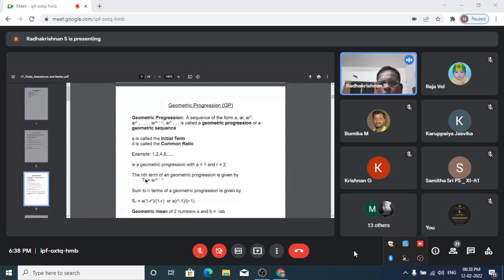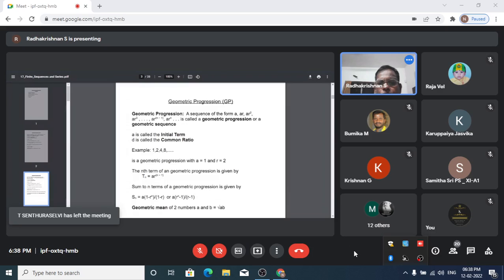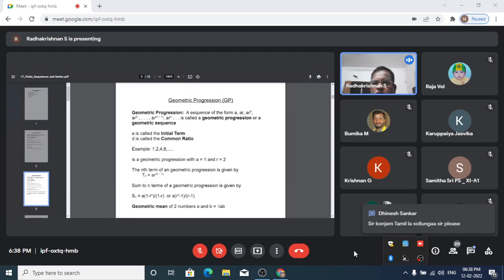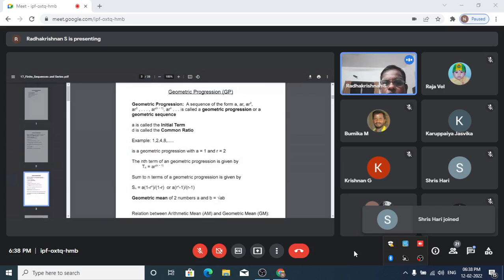So geometric progression is, instead of adding, it is multiplying. Compared to arithmetic progression, there is only one change in geometric progression. In arithmetic progression, for every next term we add something, that's called the common difference. So in the geometric progression we multiply by some number, and that's called the common ratio. So otherwise it is very similar to arithmetic progression.